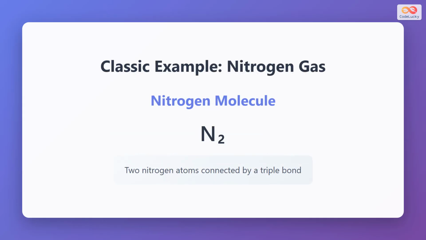The most common and important example of a triple bond is found in nitrogen gas, written as N2. Nitrogen gas makes up about 78% of Earth's atmosphere. In this molecule, 2 nitrogen atoms are connected by a triple bond. This triple bond is what makes nitrogen gas so stable and unreactive in our atmosphere. The strong connection between the 2 nitrogen atoms means they don't easily break apart to react with other substances, which is why nitrogen gas remains largely inert in the air we breathe.